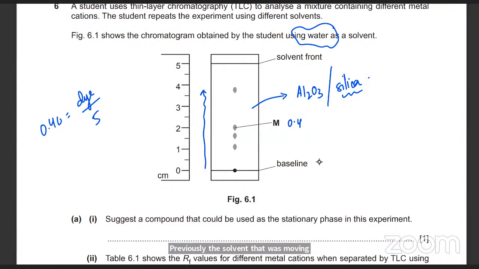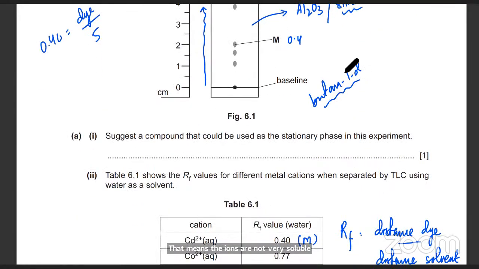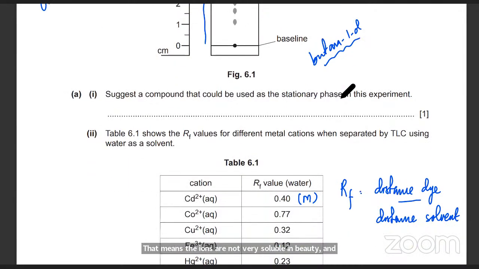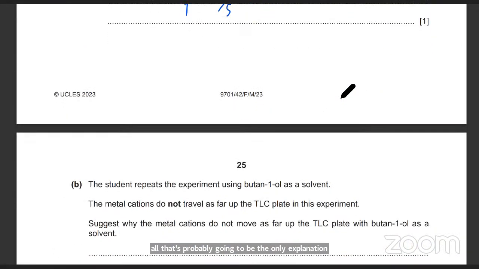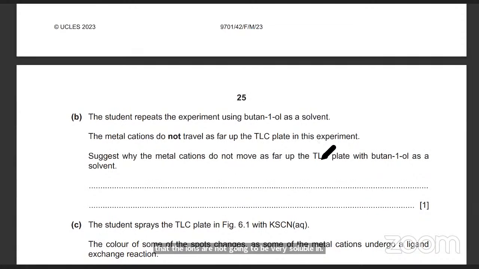But when he changes to butane-1-ol, the question states that the dye does not travel a very large distance. That means the ions are not very soluble in butanol. That's probably going to be the only explanation, that the ions are not very soluble in butanol. 1 mark, probably that's it. Let me open the marking scheme as well, to see what words he's using.